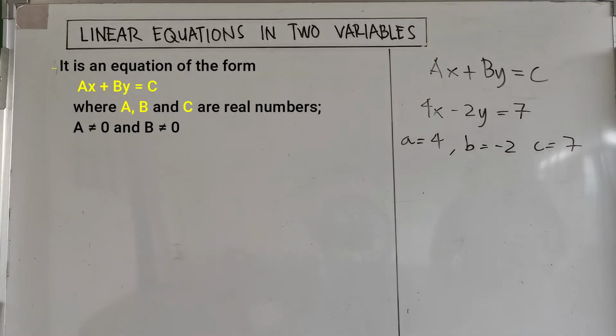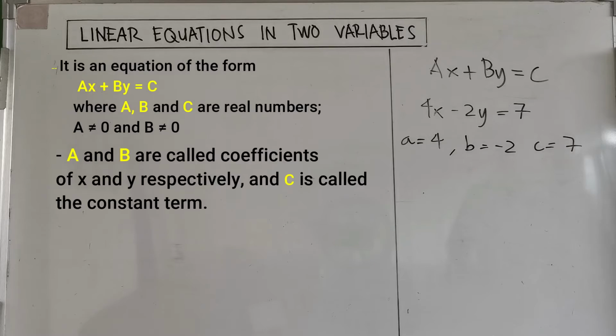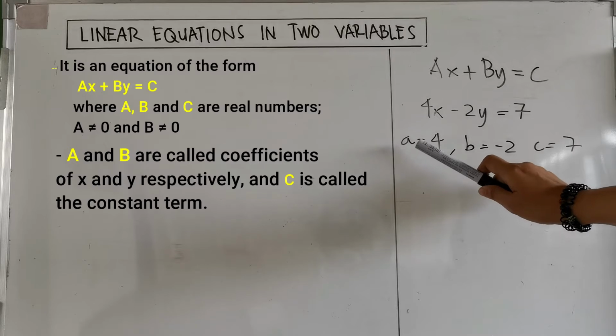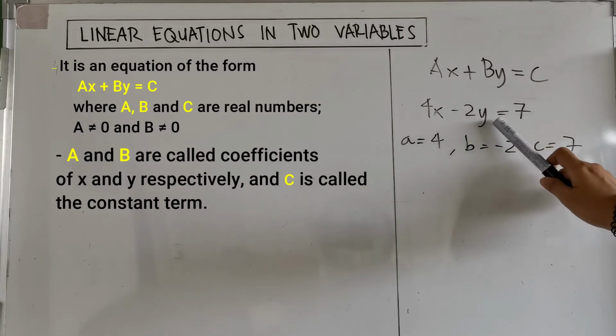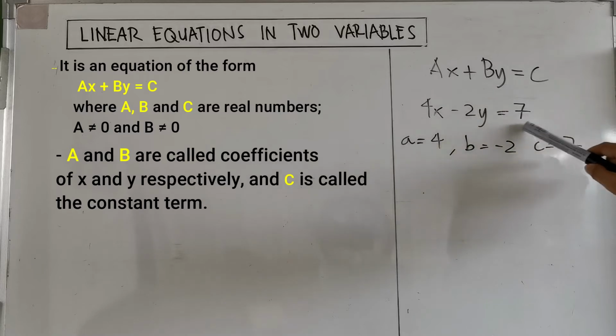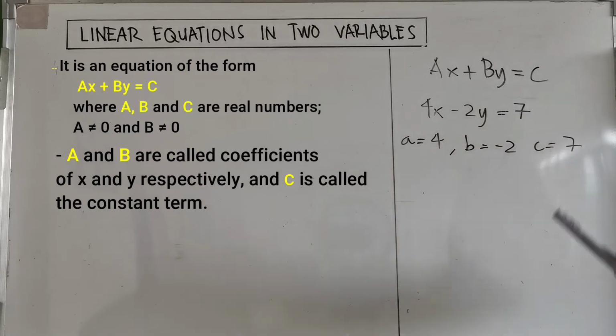Okay, next. A and b are called coefficients of x and y respectively, and c is called the constant term. So, yun yung in-identify natin kanina. Take note that always ang a ay yung coefficient ng x, and yung b ay yung coefficient ng y. And yung number alone, that is what we call the constant.